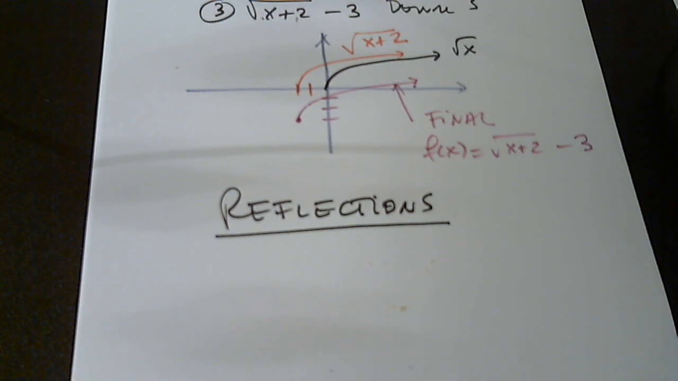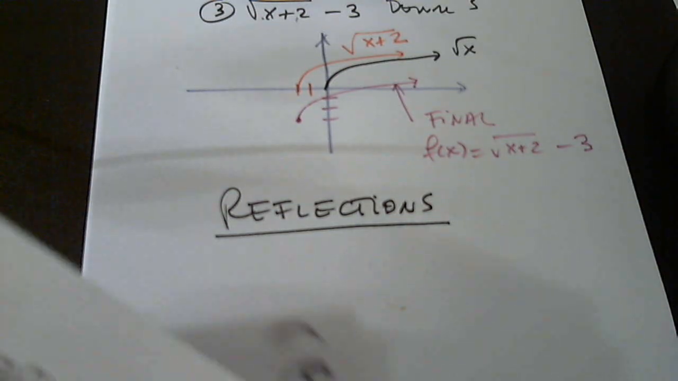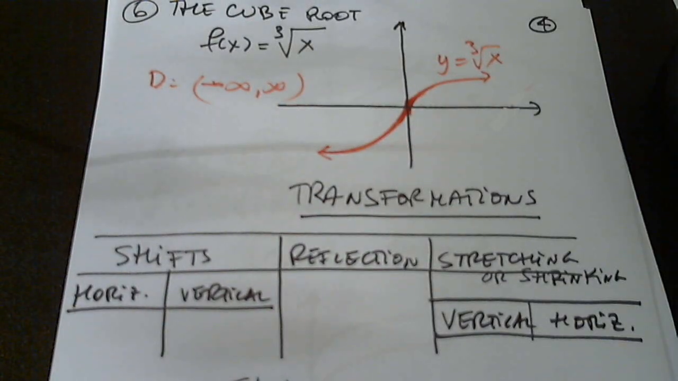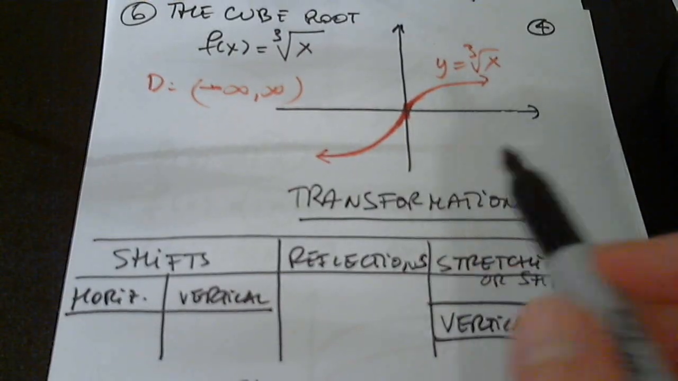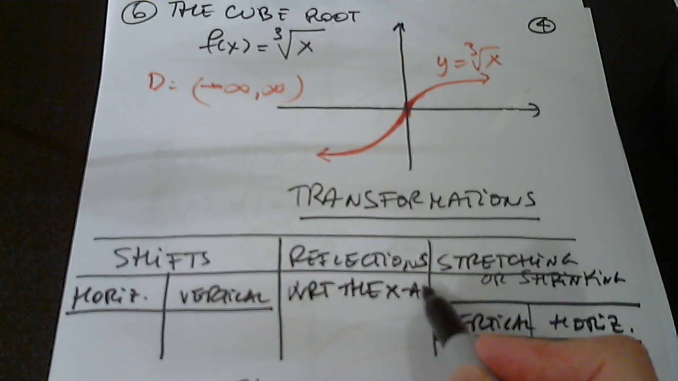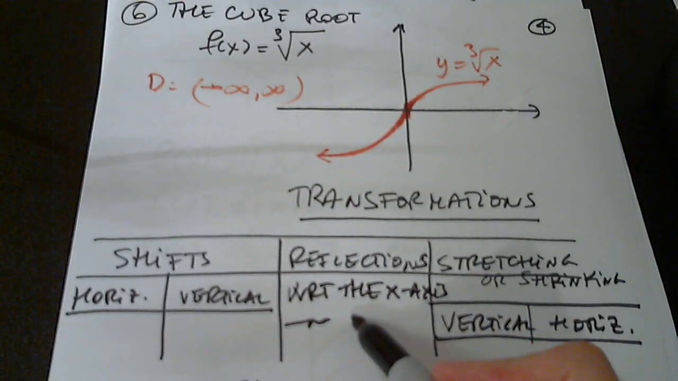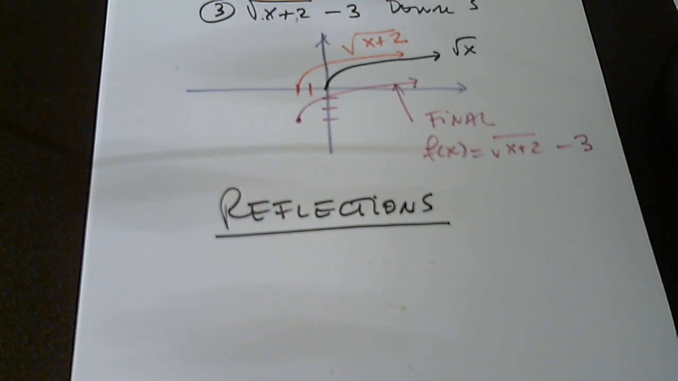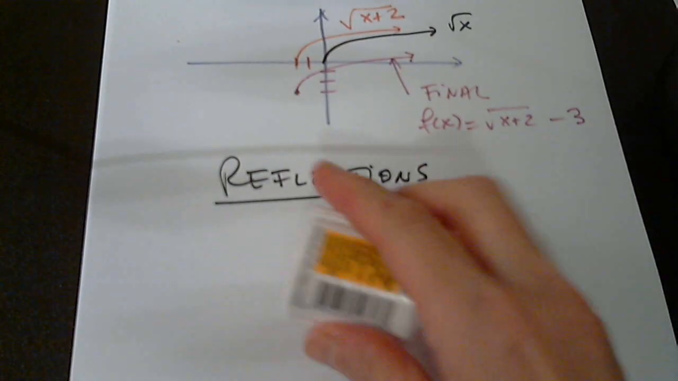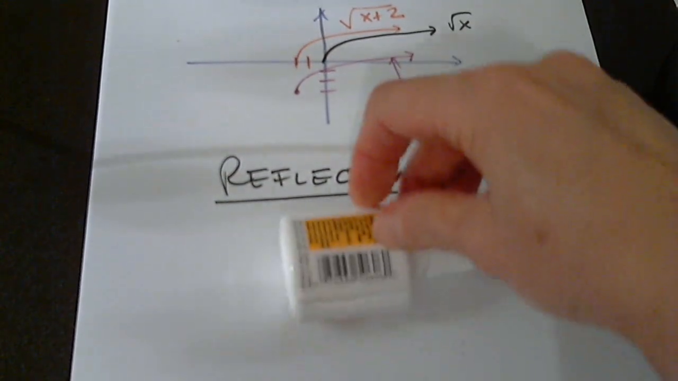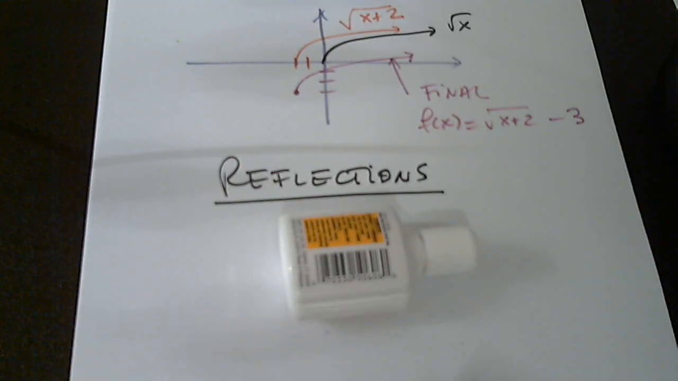Let me see if I wrote them here in that summary. Okay. So I'm going to put it in reflections with respect to the x-axis, and the same thing with respect to the y-axis. Okay. So let's see transformations. That's reflections. Reflections with respect to the x-axis, and reflection with respect to the y-axis.